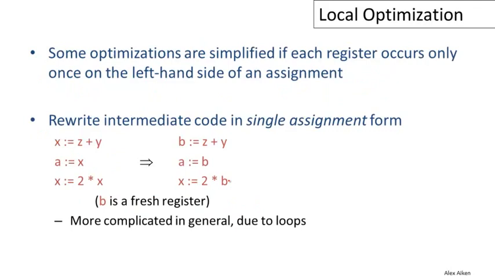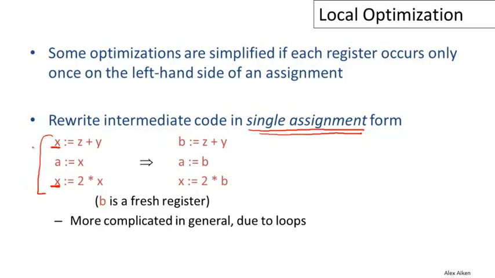Now, some optimizations are simpler to express if each register occurs only once on the left-hand side of an assignment. So that means if each register is assigned at most once, then some of these optimizations are easier to talk about. So we're going to rewrite our intermediate code always so that it's in single assignment form. So this is called single assignment form. And all that means is that if we see a register being reused, like over here, we have 2 assignments to the register X. Okay, we're just going to introduce another register name for one of those assignments.